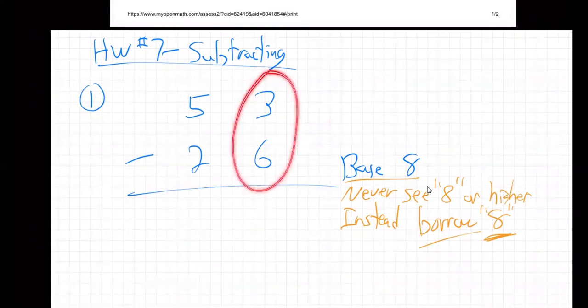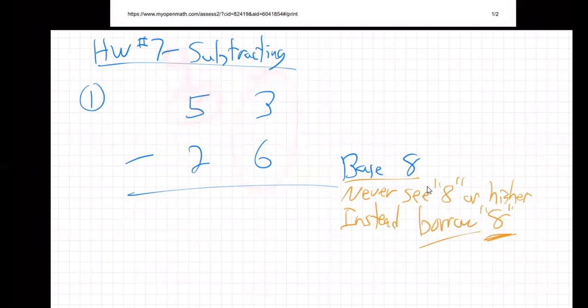So let's begin. You start in the right column. I cannot subtract 6 from 3, can I? You cannot take 6 away from 3. That's not possible. So what are you going to do? You got to borrow from this guy, don't you? And come over here and borrow, make him a 4.